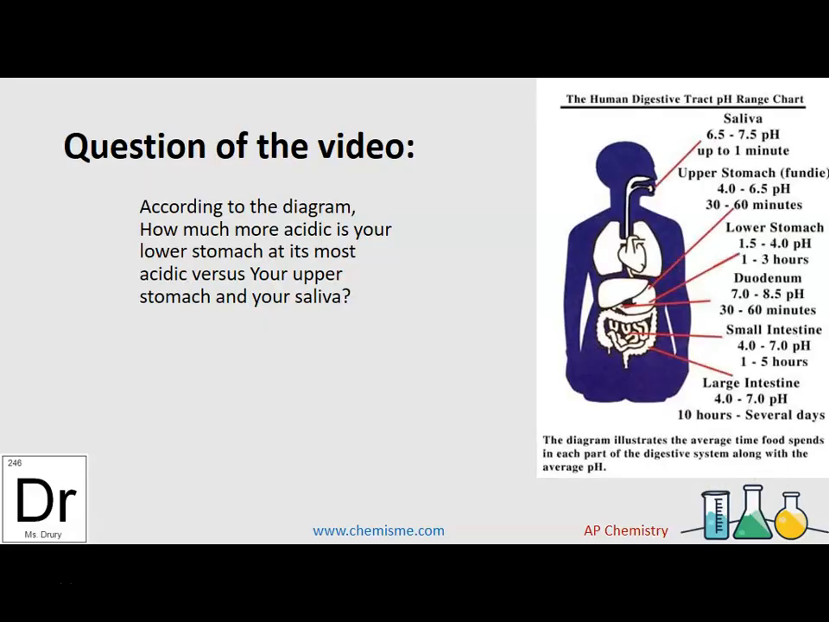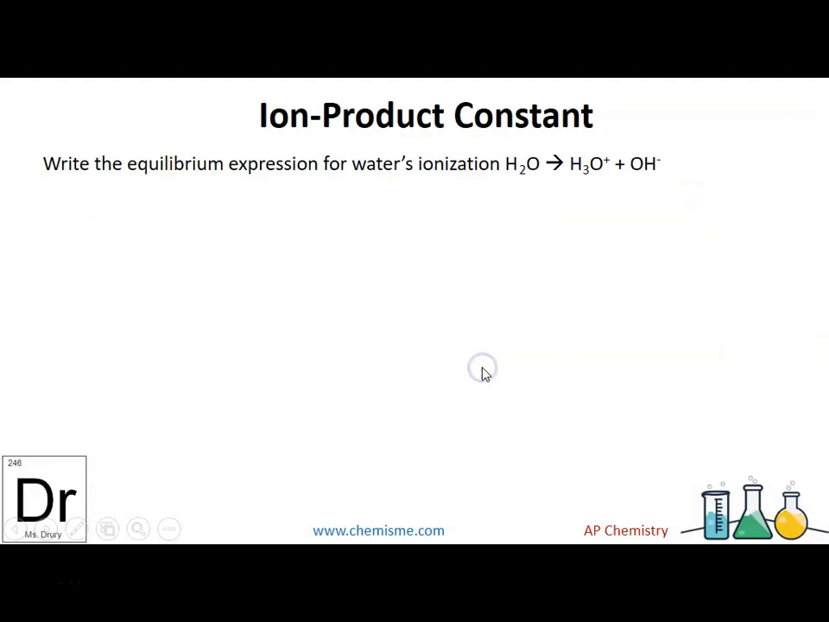So the question of the video is, according to this diagram on the right, how much more acidic is your lower stomach at its most acidic versus your upper stomach and your saliva? If you look at your lower stomach at its most acidic, it was 1.5. The upper stomach at its most acidic is 4, and the saliva is 6.5. So we want to know, what does that really mean? We can tell that the lower stomach is more acidic, but how much more acidic is it?